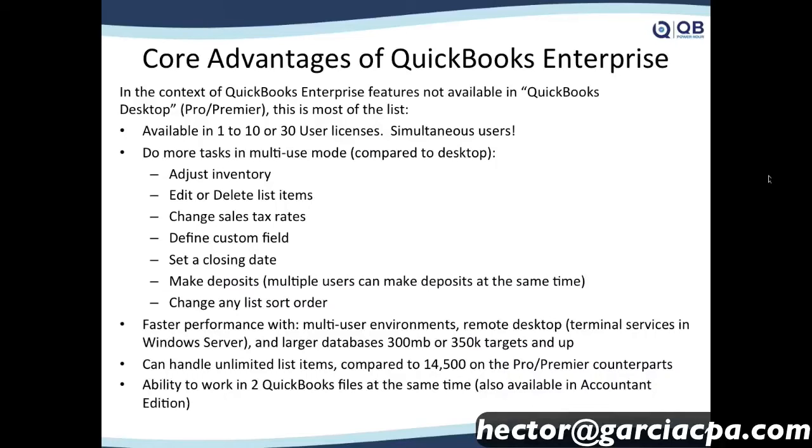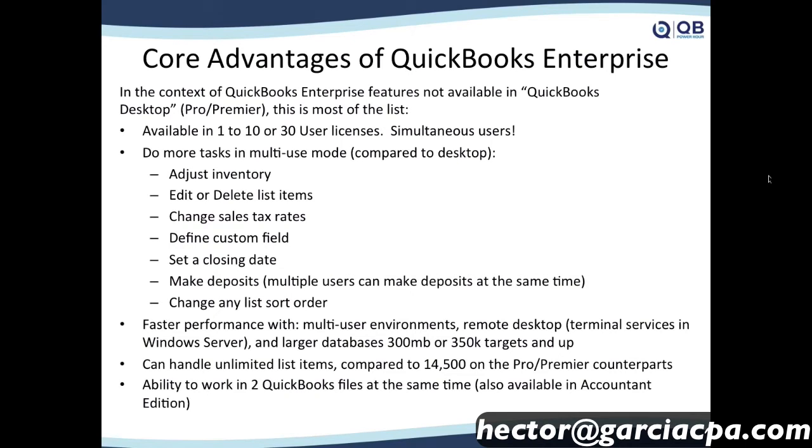All right, so let's talk about the core features that QuickBooks Enterprise has in the context of comparing it with QuickBooks Pro or Premier. Number one, QuickBooks Pro has a maximum of 3 users. QuickBooks Premier maximum of 5 users. QuickBooks Enterprise can go all the way up to 30 users. So that's a big differentiator, obviously, mostly because you're going to deal with a bigger company size.